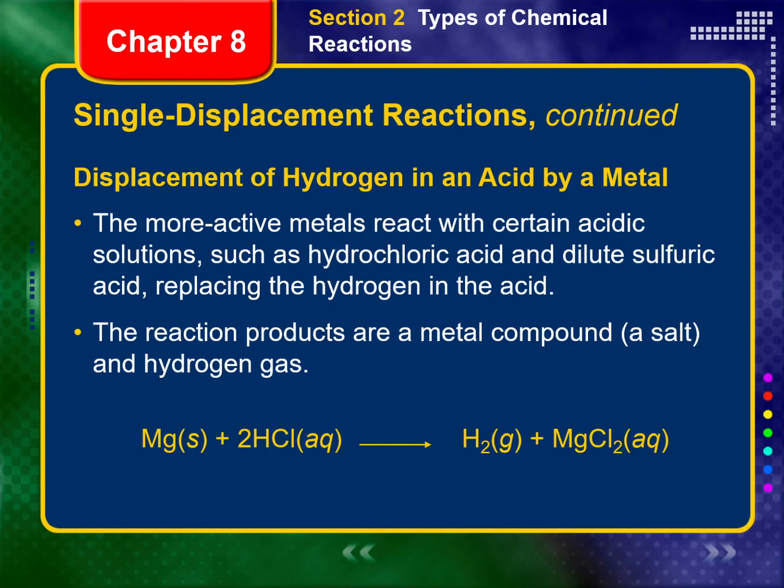The more active metals react with certain acidic solutions, such as hydrochloric acid and dilute sulfuric acid, replacing the hydrogen in the acid. The reaction products are a metal compound, which is called a salt, and hydrogen gas. For example, when solid magnesium reacts with hydrochloric acid, the reaction products are hydrogen gas and aqueous magnesium chloride, according to the equation on the screen here.